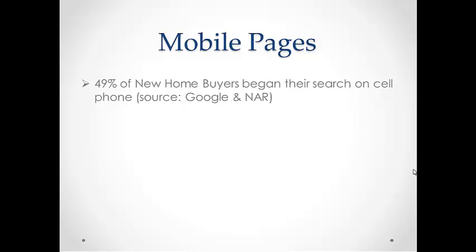Let me just make a quick note on mobile pages. Now, 49% of home buyers actually began their property search on a cell phone. That's according to Google, a joint report between Google and the National Association of Realtors. So don't forget to have your site mobile optimized.